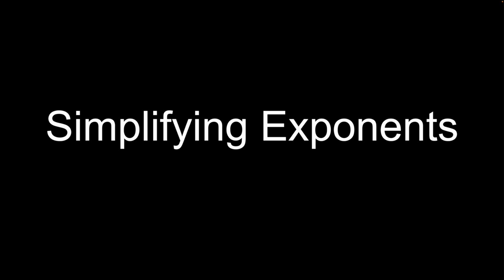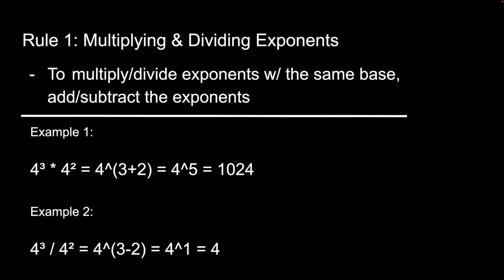Now that we know a little bit about exponents, let's take a look at how you can simplify basic exponential equations. There are several rules you need to know. First rule is regarding multiplying and dividing exponents. To multiply or divide exponents with the same base, you can add or subtract the exponents. So if you're multiplying in an exponential equation, you add the exponents, and if you're dividing in an exponential equation, you subtract the exponents. So let's take a look at what that means.